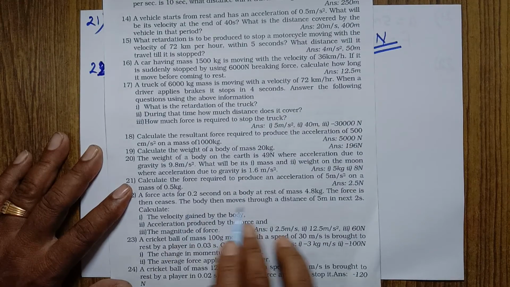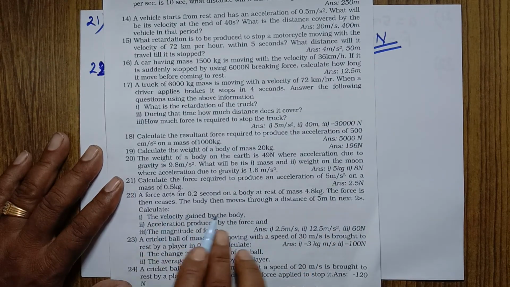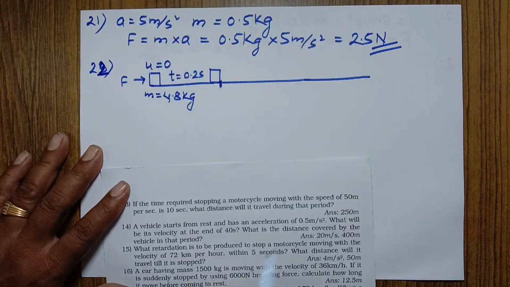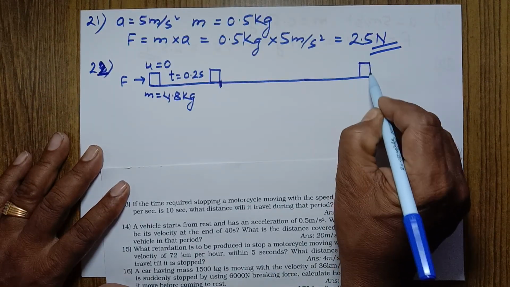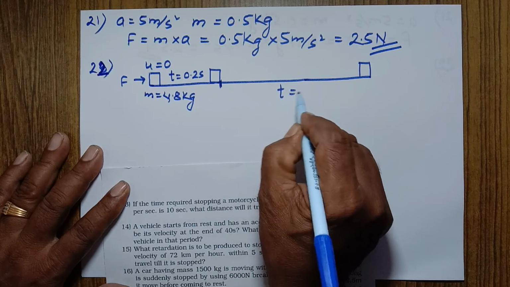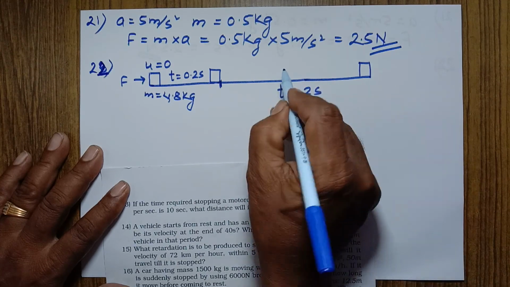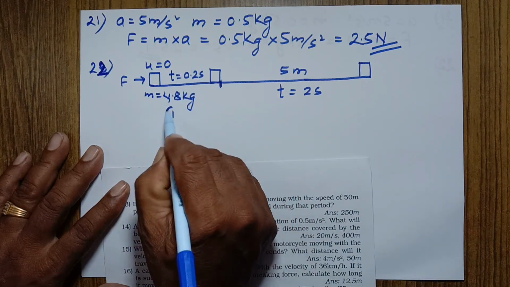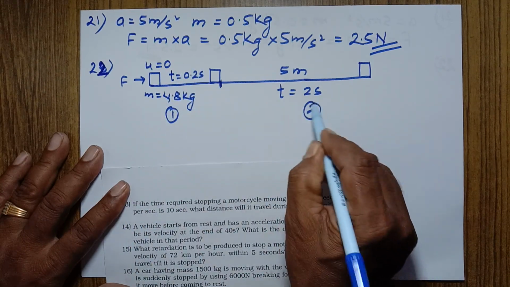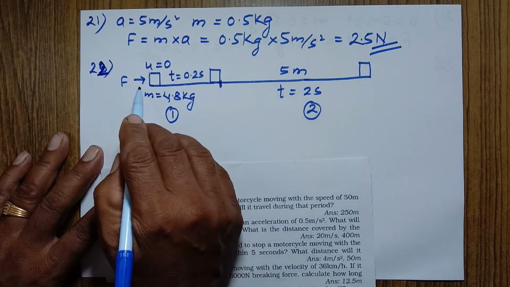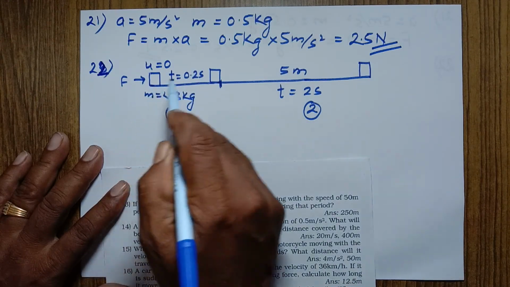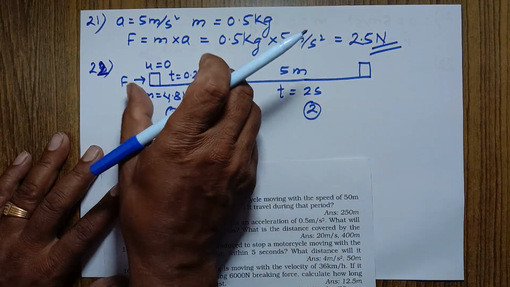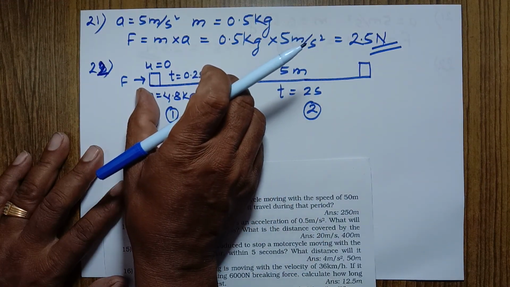Now what is the other information? The force then ceases. The body then moves through a distance of 5 meter in the next 2 seconds. Let's say for the next 2 seconds it is moving, this time is 2 seconds, and it covers 5 meter distance. Distinctly we have two cases, number 1 and number 2. In case number 1, force is applied. That's why the body accelerates. Every second its velocity goes on increasing. This is the time period of acceleration.